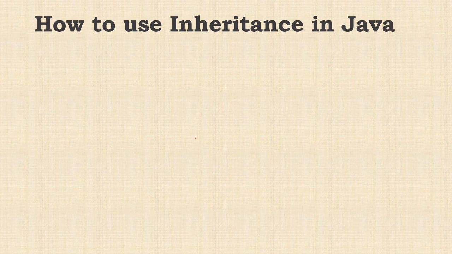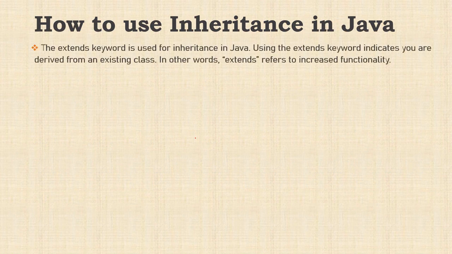Now let's see how to use inheritance in Java. How can we achieve inheritance in Java? The extends keyword is used for inheritance in Java. With this keyword we can extend the superclass inside our child class. Using the extends keyword indicates you are derived from an existing class. In other words, extends refers to increasing functionality, that means you are going to increase the functionality of the class.